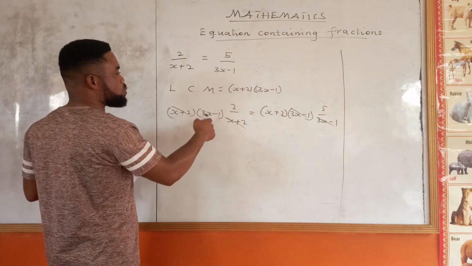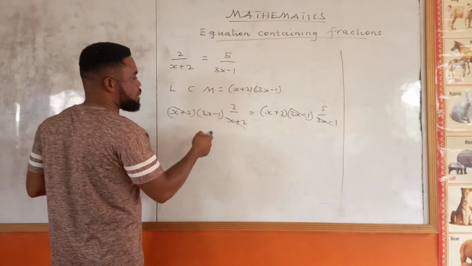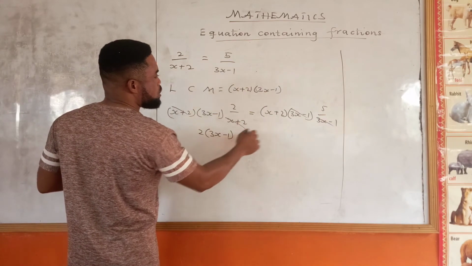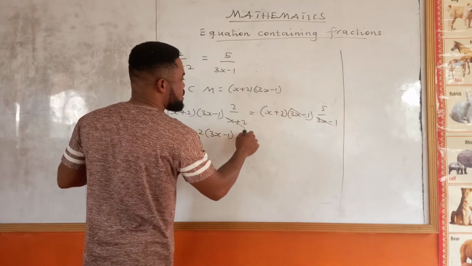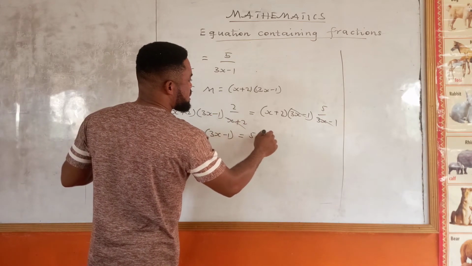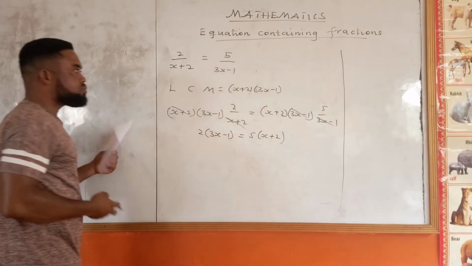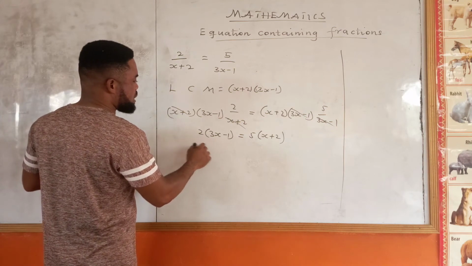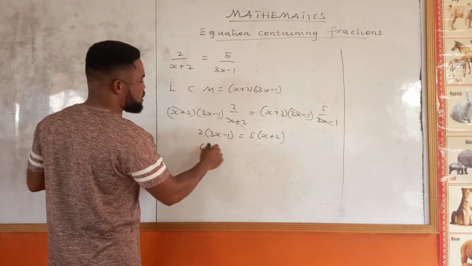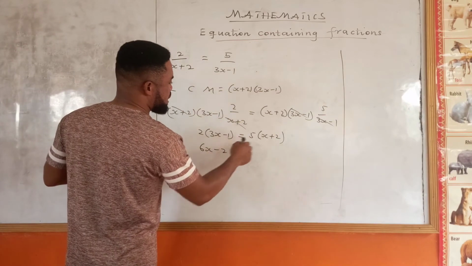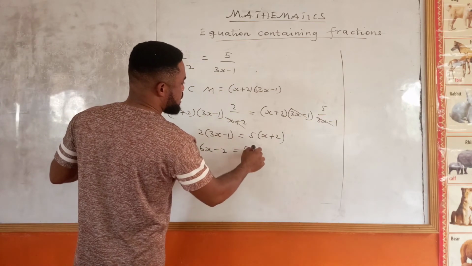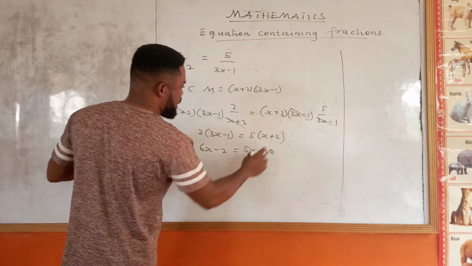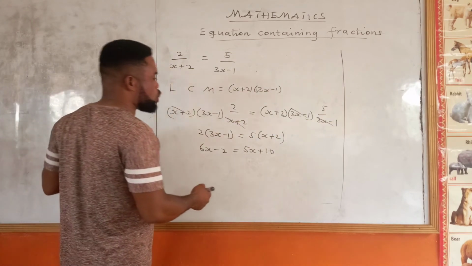So let's rewrite. You will see that, leaving this one, it will multiply through. So 2 multiplies the whole thing, 3x minus 1, equal to 5, which also multiplies, 5 into bracket x plus 2. Good. So we have 6x here, 2 times 1 will give us 2, equal to 5x there, plus 5 times positive 2 will give us what? Positive 10.